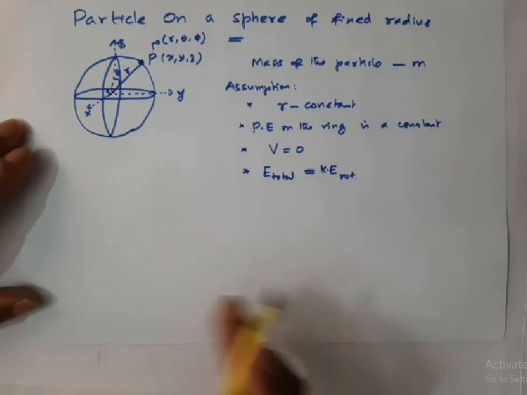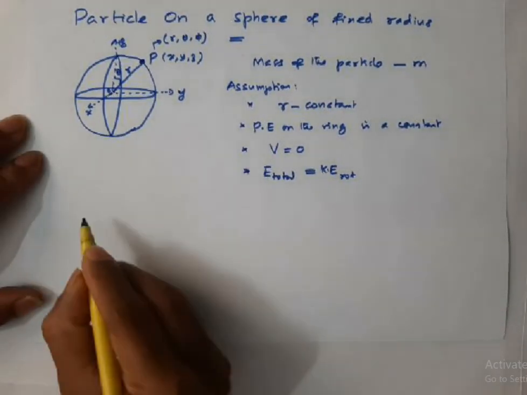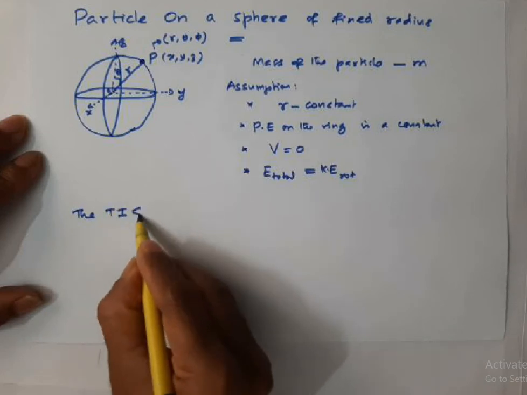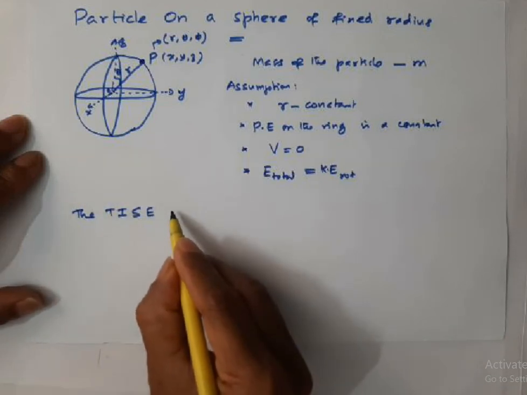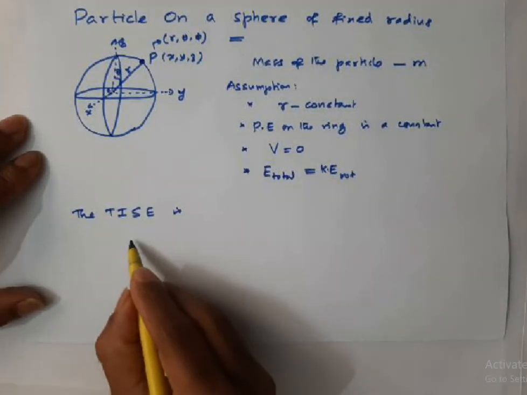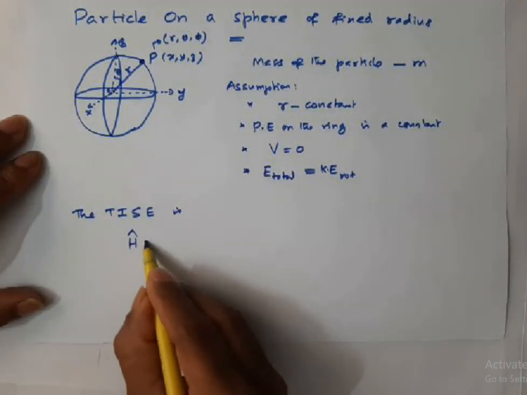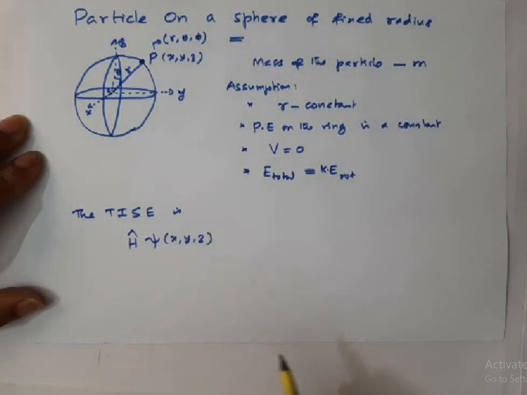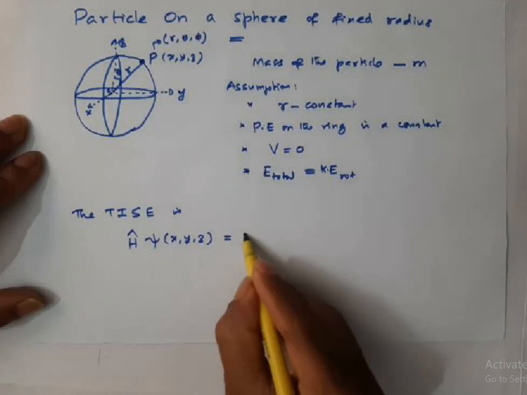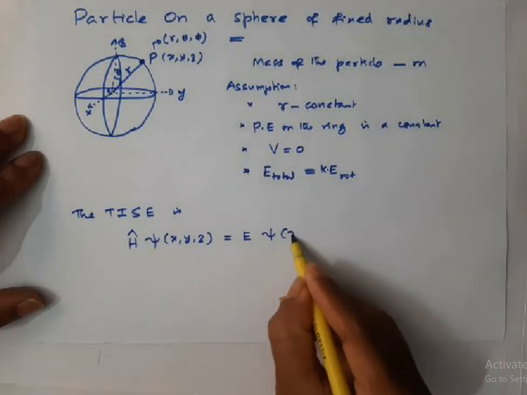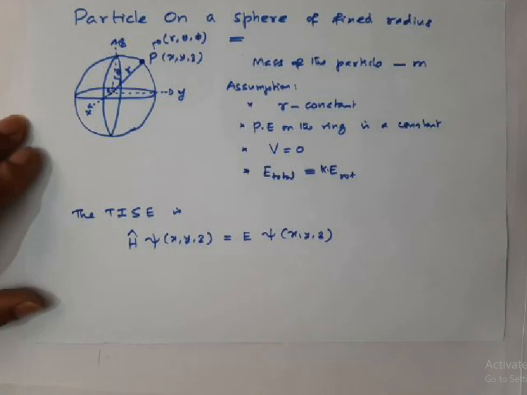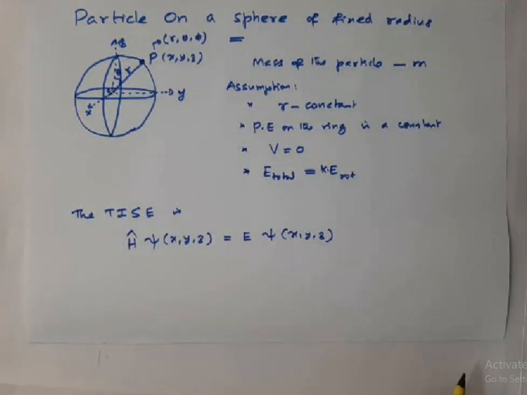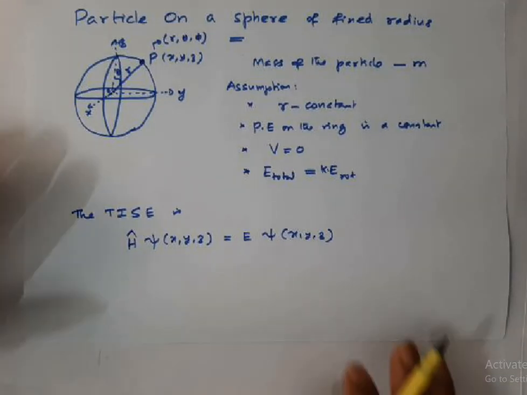As usual, the time independent Schrodinger equation for this particle can be written as H psi, where psi now varies with the variables x, y, z, equal to E into psi of x, y, and z. This is the Schrodinger equation we need to solve to find the wave function and the energy.